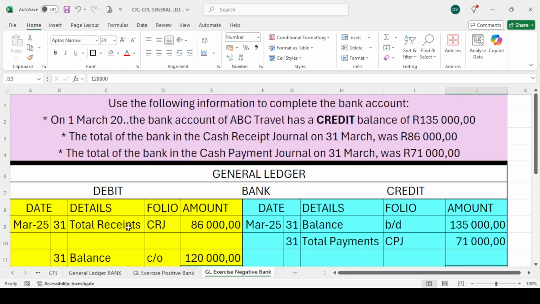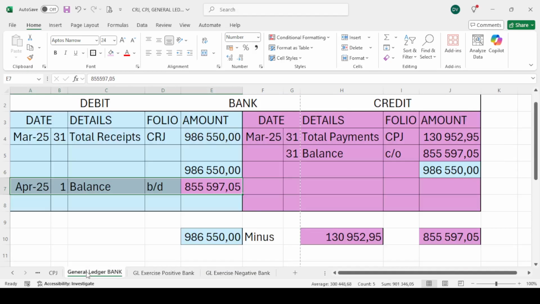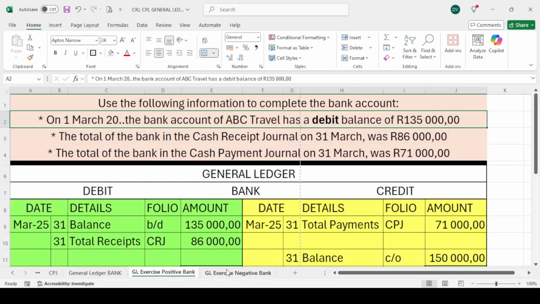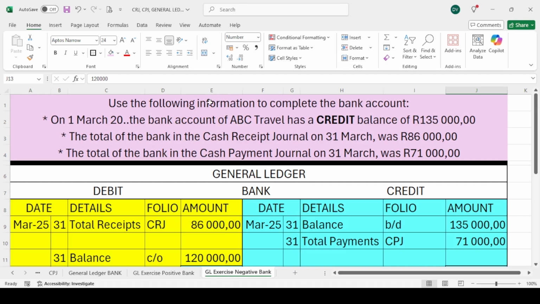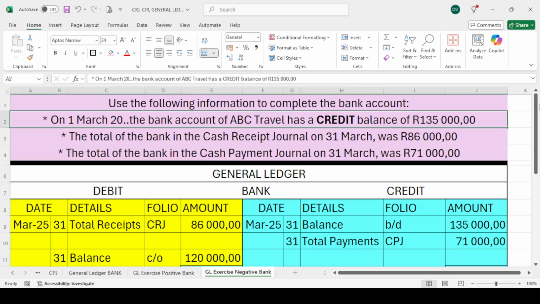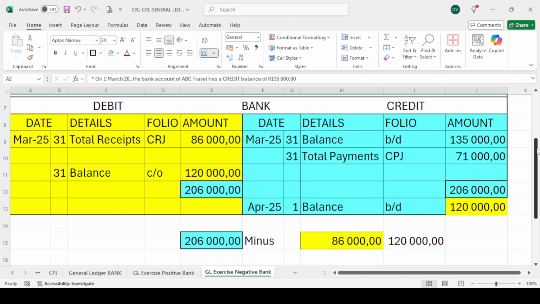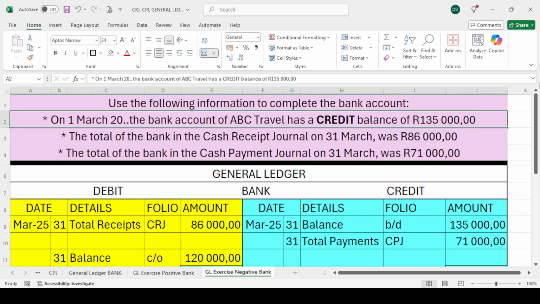Right, so we've done a general ledger from a complete cash receipt and a cash payment journal. And we've done an exercise just with instructions where the bank had a debit balance. And we've done an exercise with just instructions where the bank had a credit balance. Okay. I really hope that was helpful for the general ledger.